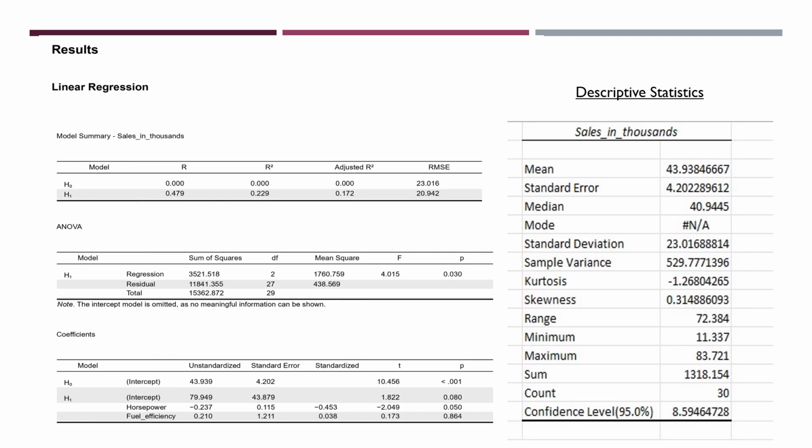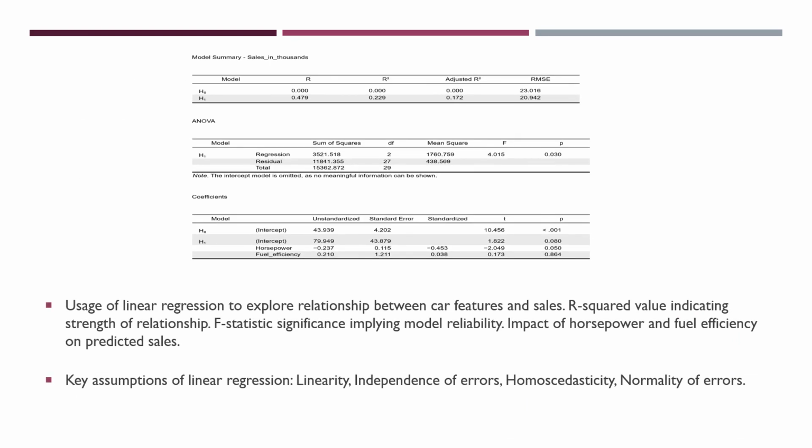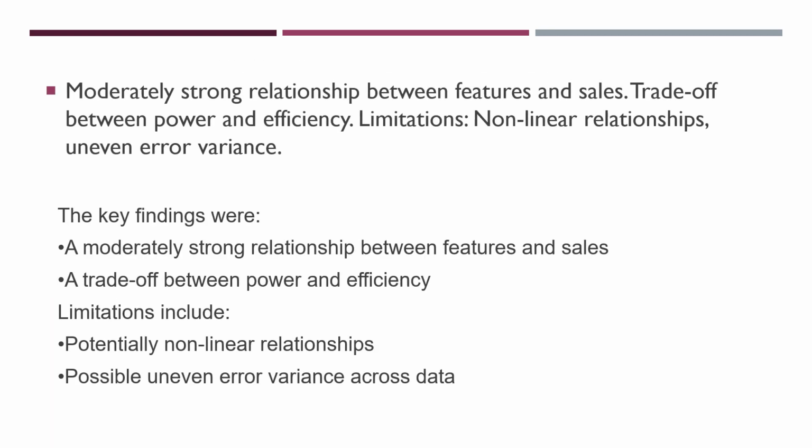And the sixth slide is all about regression assumptions. Some of the key assumptions for linear regression include linearity, independence of errors, homoscedasticity, and normality of errors. And the seventh slide is all about key findings and limitations. They are the moderately strong relationship between the features and sales, and the trade-off between power and efficiency. Some of the limitations are the potentially non-linear relationship and the possible uneven error variance across the data.